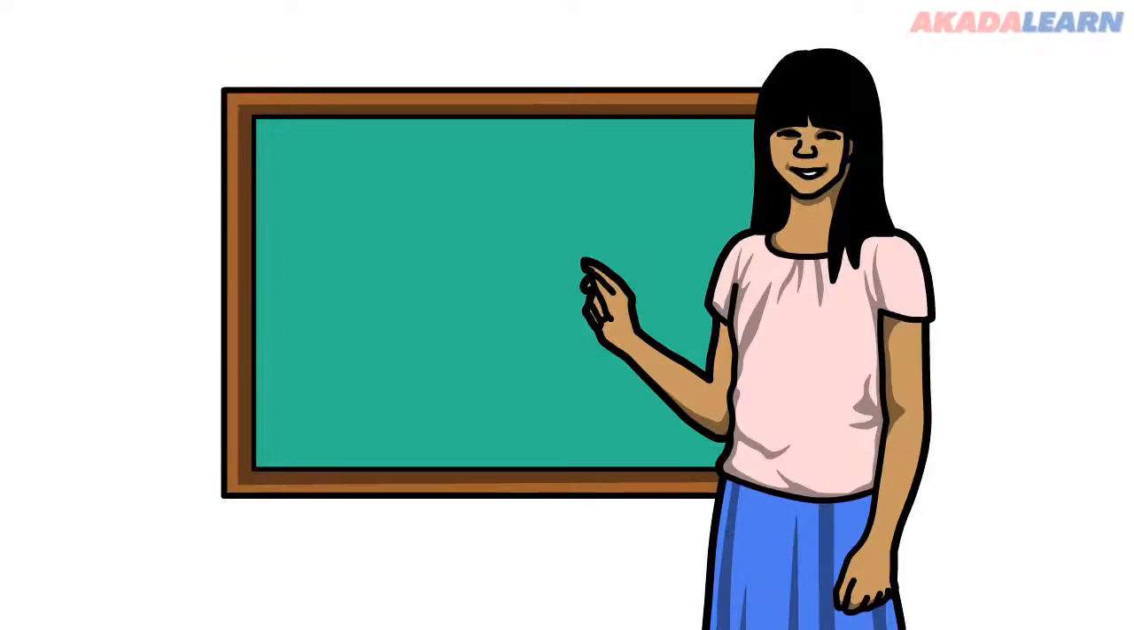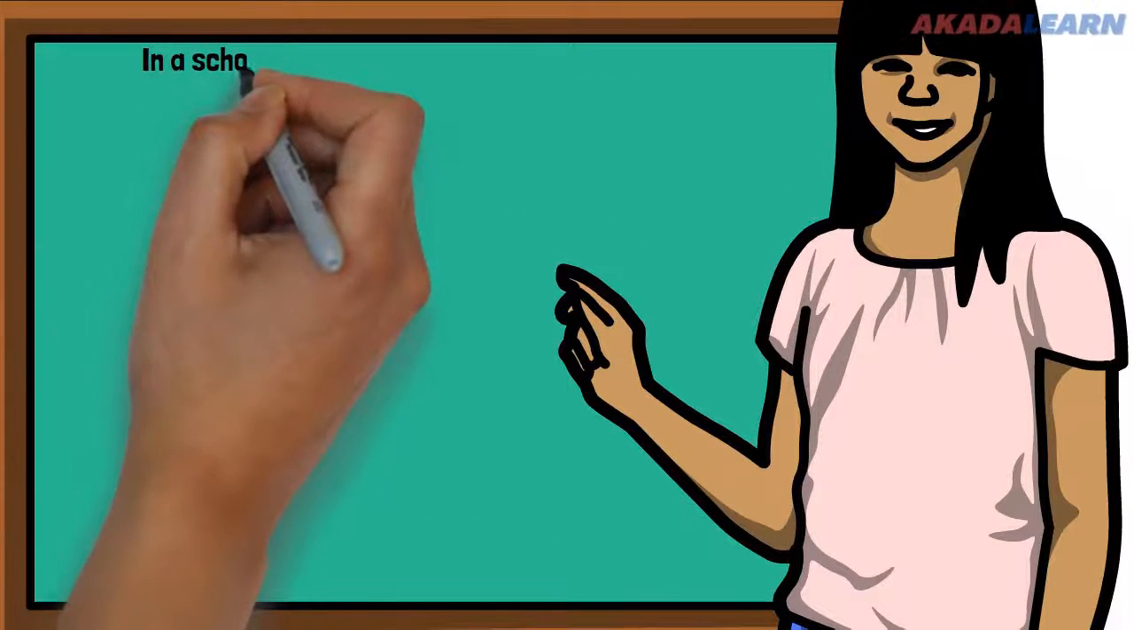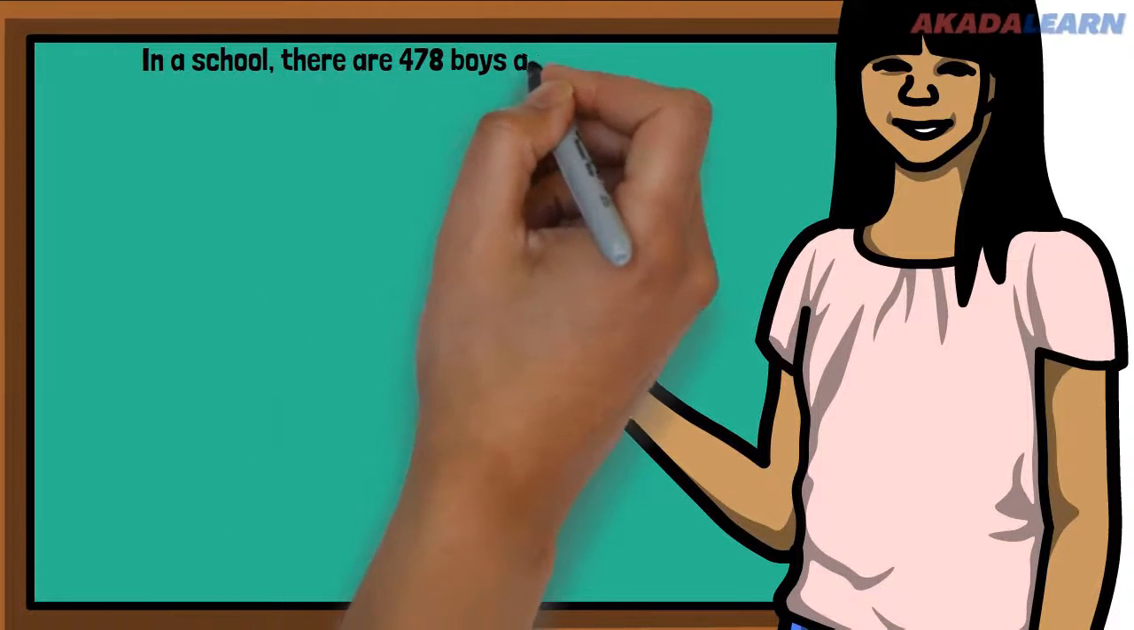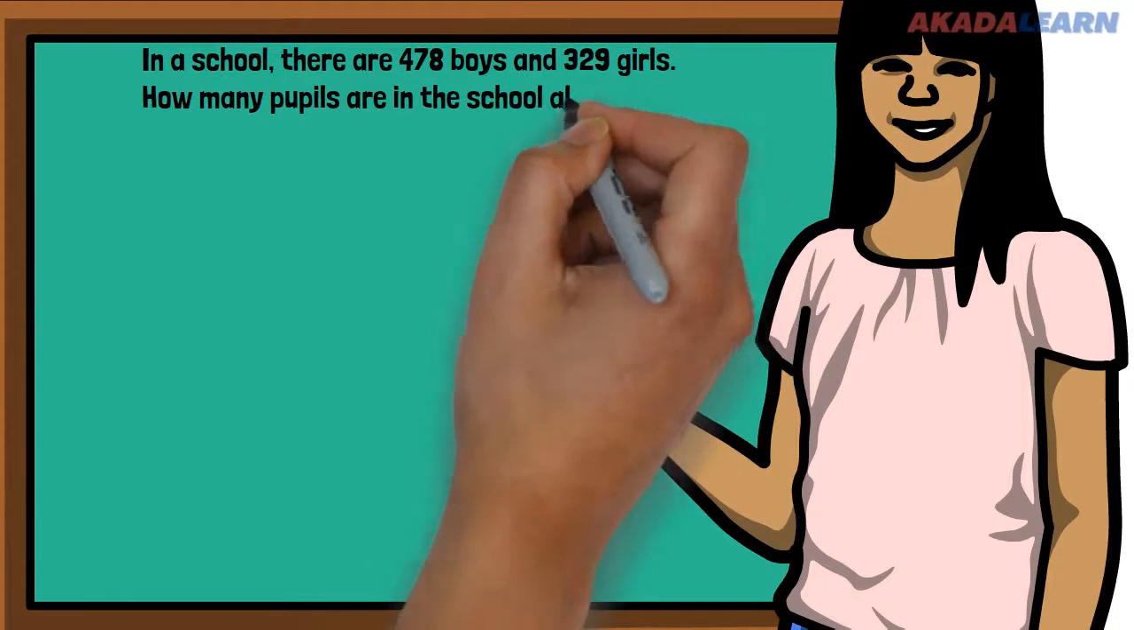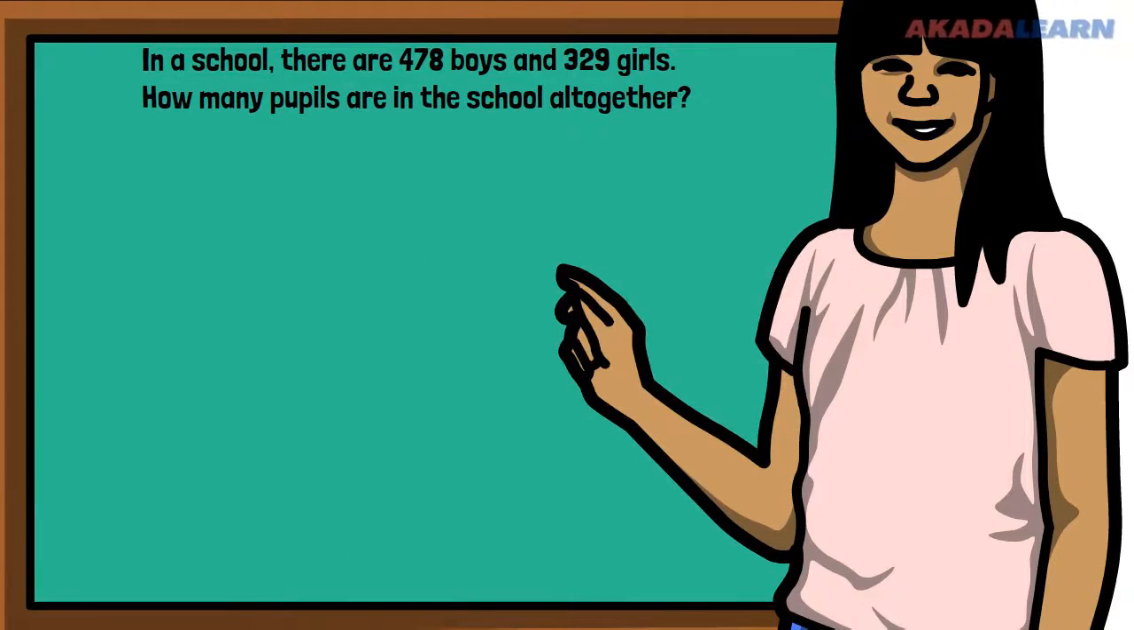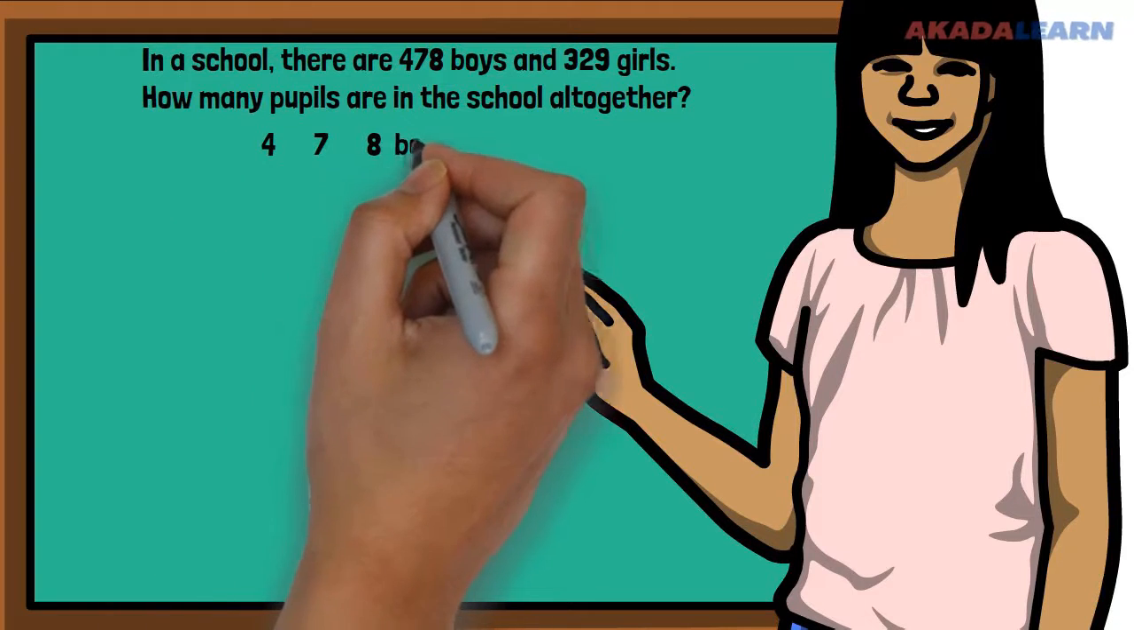Okay, let's try and solve the next question. The question is, in a school there are 478 boys and 329 girls. How many pupils are in the school altogether? So let's start. Let's write our numbers.